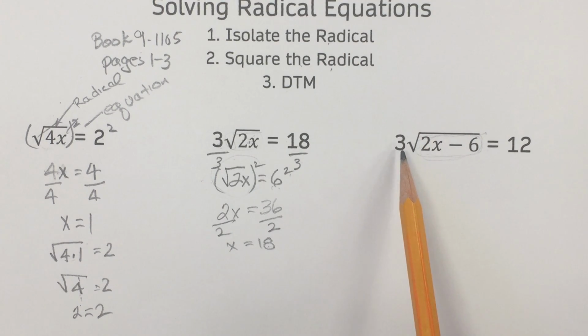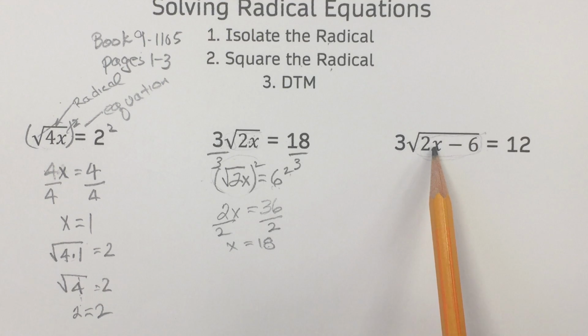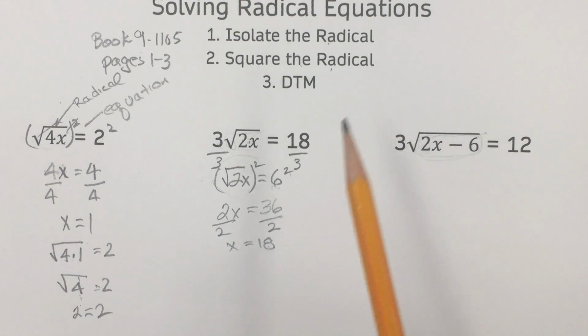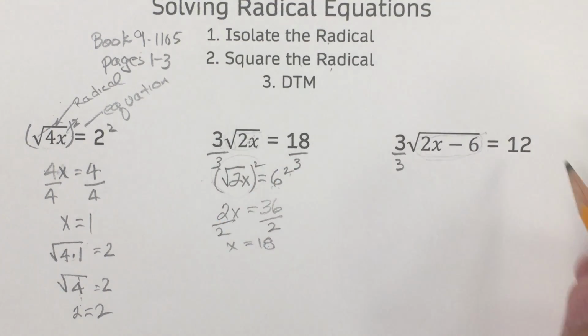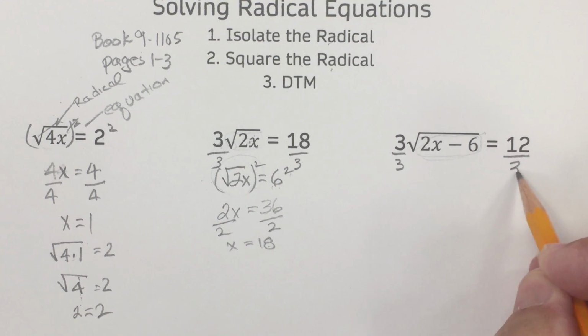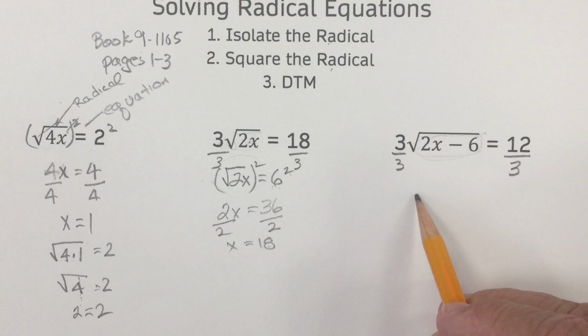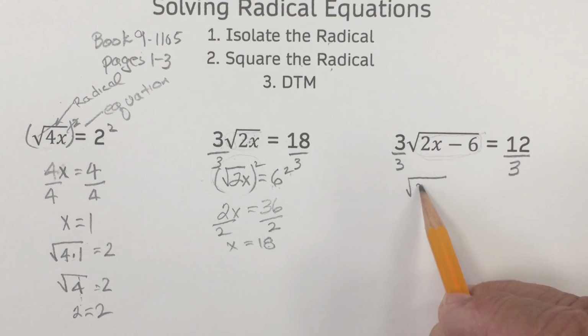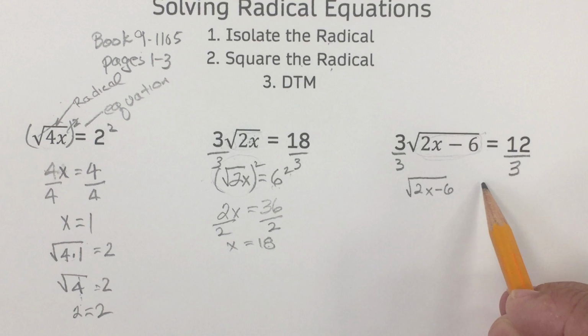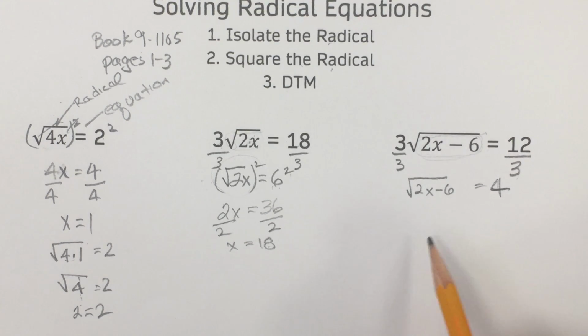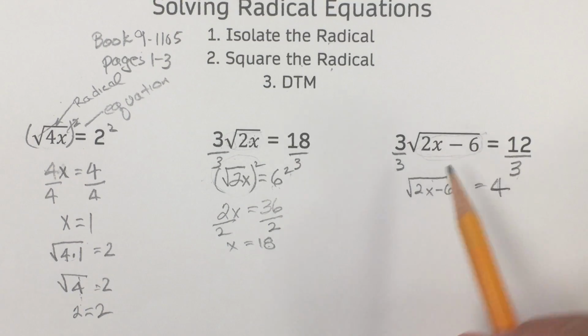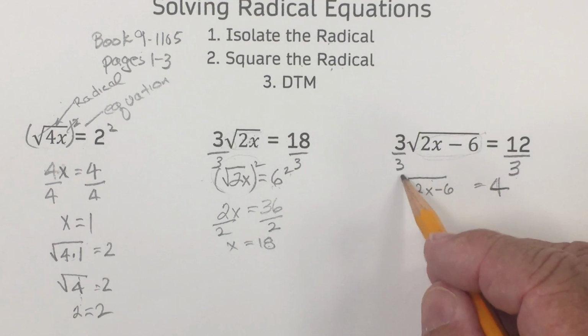How can we isolate the radical? 3 times a number that we don't know equals 12. We can divide by 3. As simple as that. So now we have the square root of 2x minus 6 equals 4. So now we have the radical. What's the second step? Square the radical.